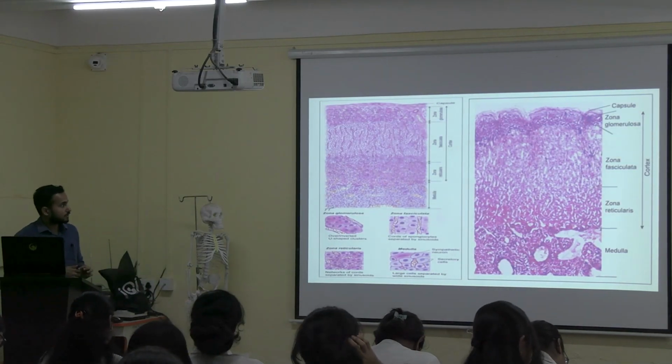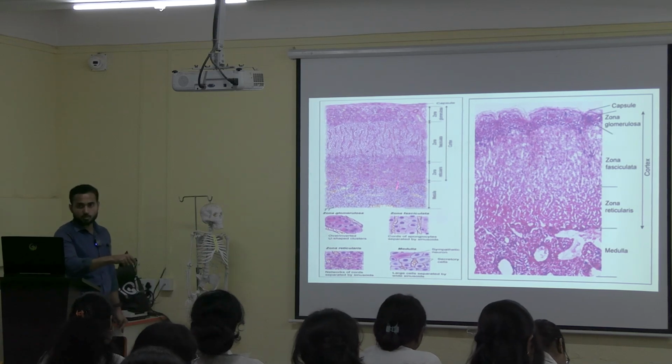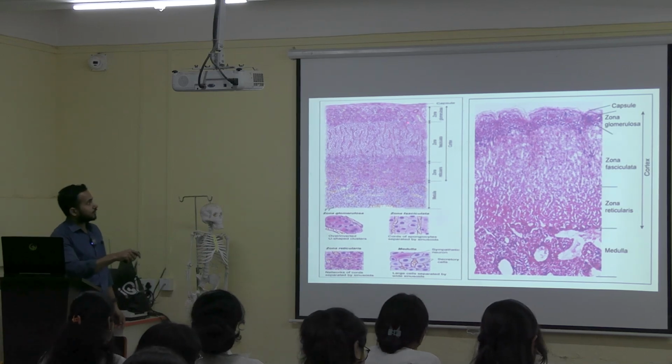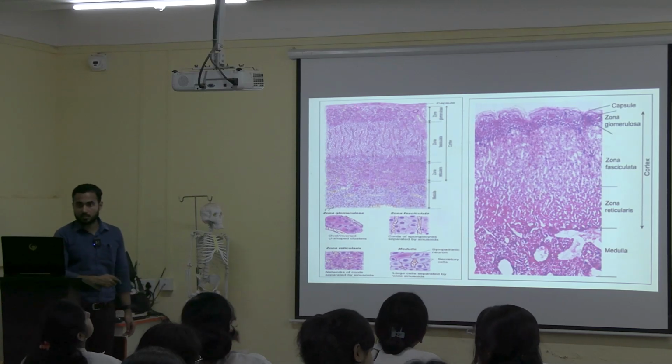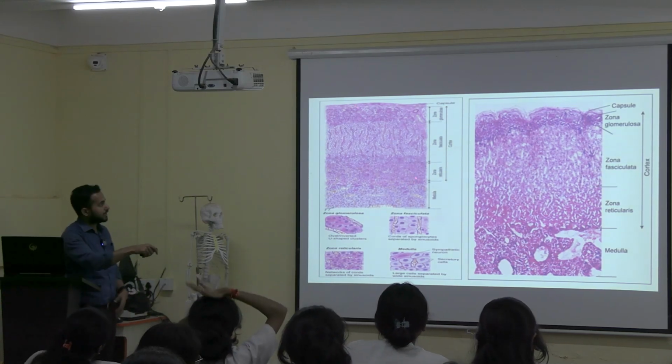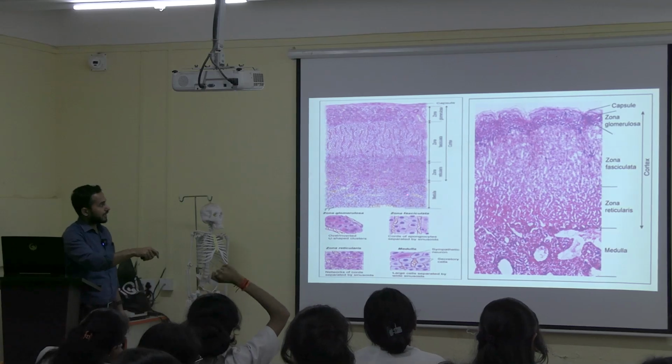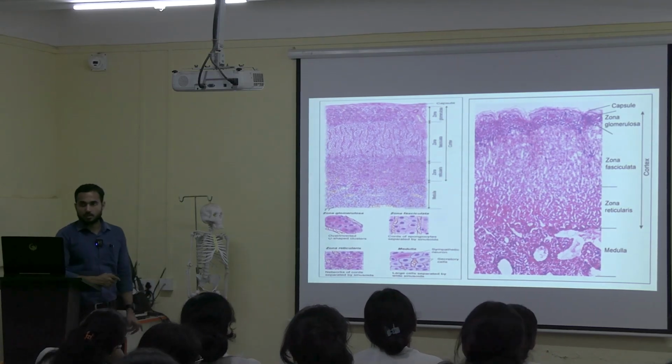Now, here is the diagram. This is the schematic diagram which you have to draw in the practical notebook. First of all, can you see the capsule? Connective tissue capsule is there. After that, this entire part is the cortex, and this small part is the medulla.